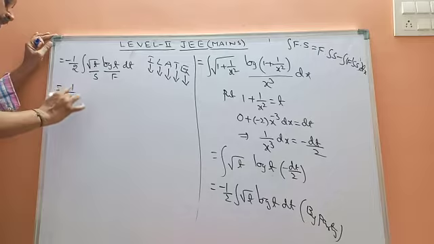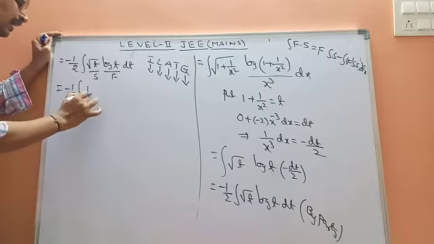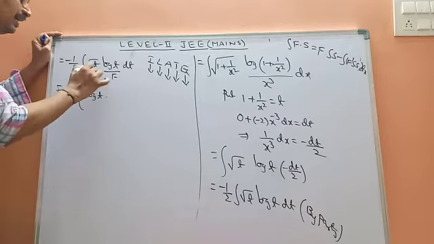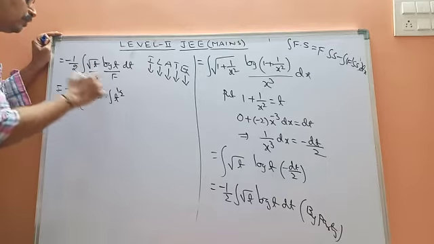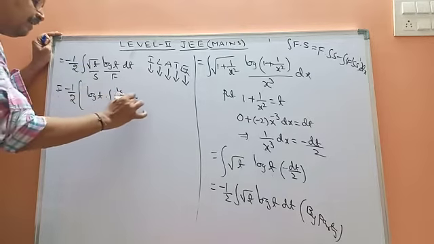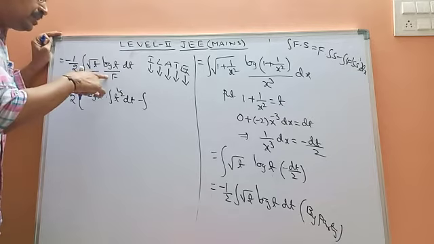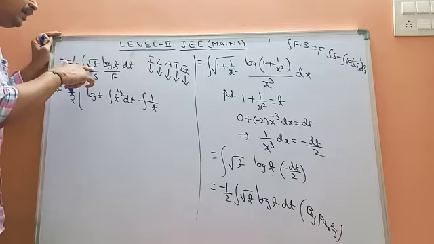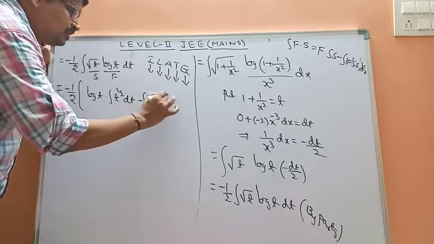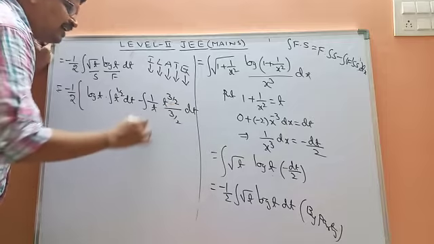So this equals minus 1 by 2 into first function, log t, into integral of the second function, that is t power 1 by 2 dt, minus integral of the derivative of first function, log t, which is 1 by t, into the integral of root t, which is t power 3 by 2 by 3 by 2, dt. Got it?